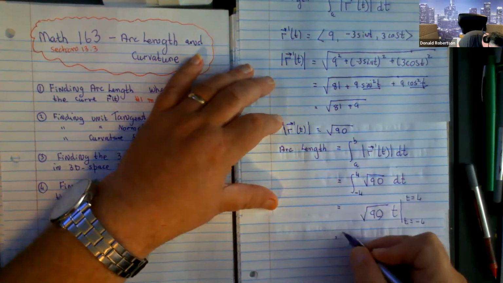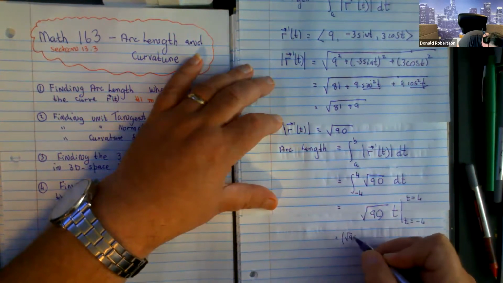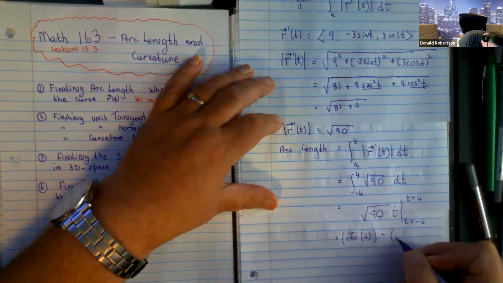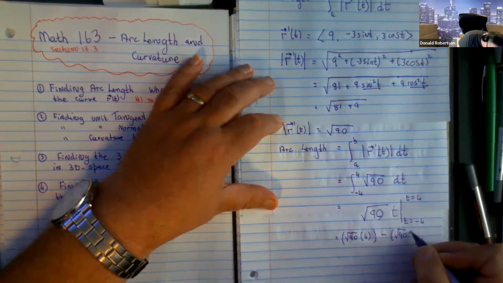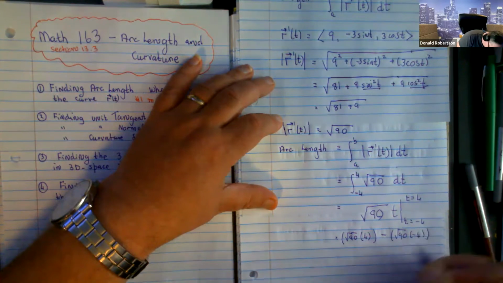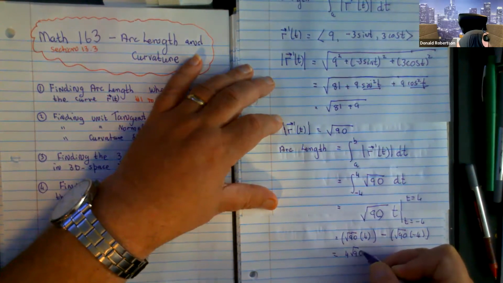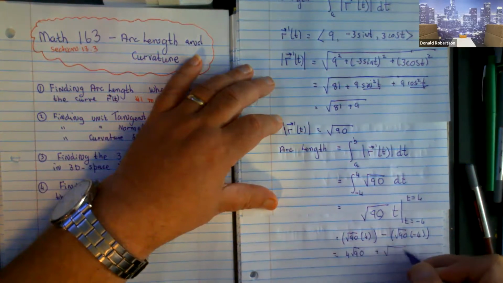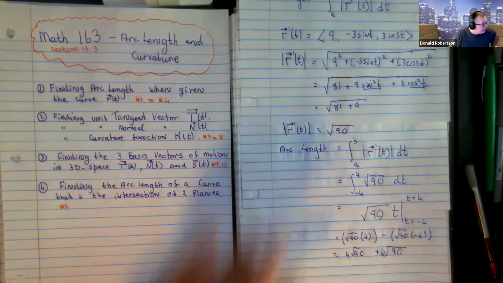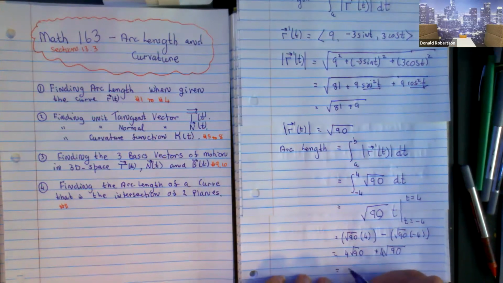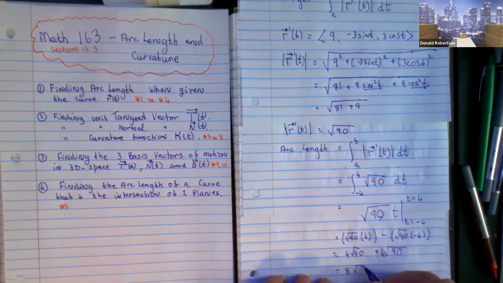And what do I get? I get the square root of 90 times 4, take away the square root of 90 times -4. That will get me 4 square root of 90s plus yet another 4 square root of 90s. And our answer ends up being just 8 square root of 90s.